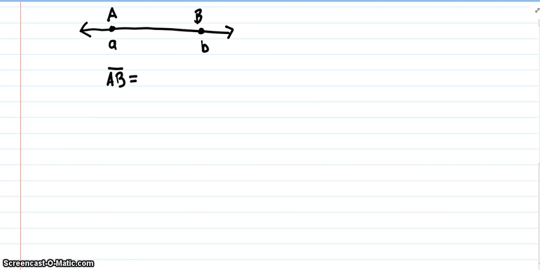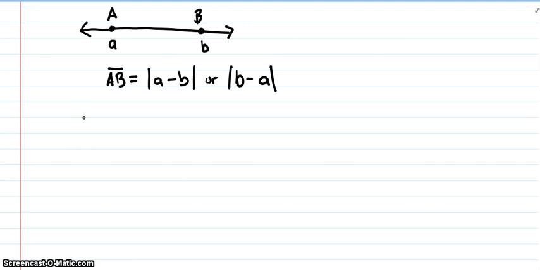The length will be denoted by, and one thing to remember, length is always positive. So we have to do absolute value. That makes it always positive. And then we can either do A minus B or B minus A. So that's either or, because it's going to come out positive because you have the absolute value.